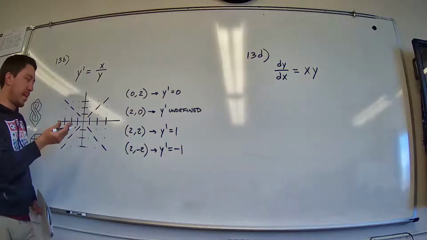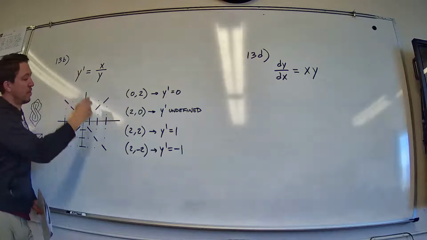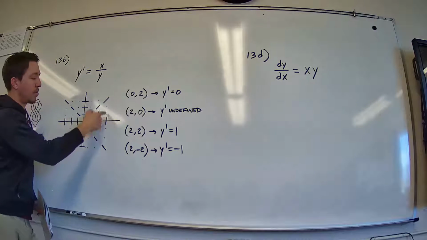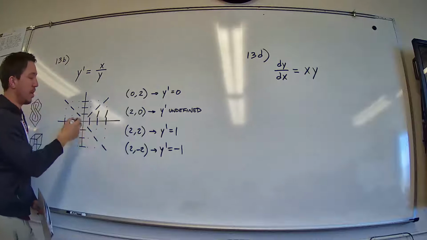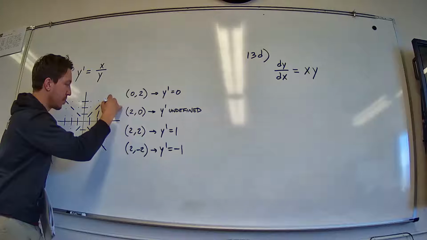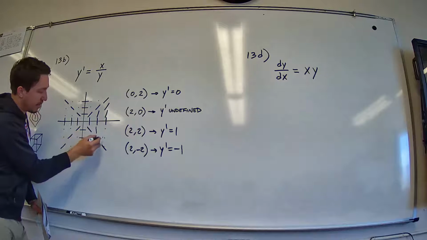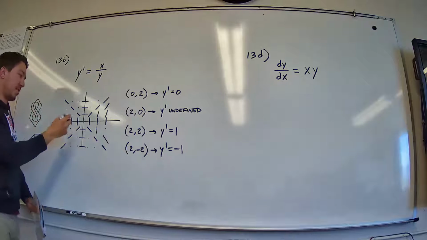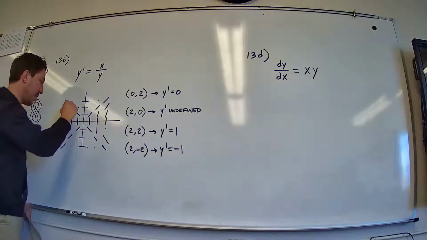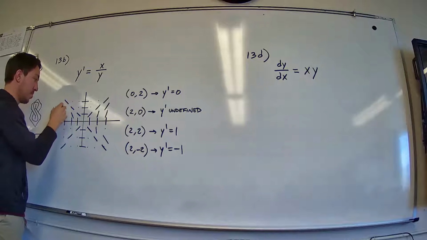And then you got to get a little creative with a point like 2, 1. 2, 1 would have a slope of 2. And 3, 1 would have a slope of 3. And 3, 2 would have a slope of 3/2, and so on and so forth. So I just try my best to draw those. Same thing with the negatives. Do you see it?